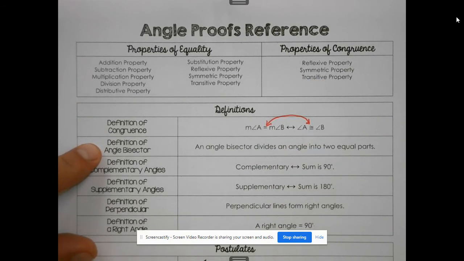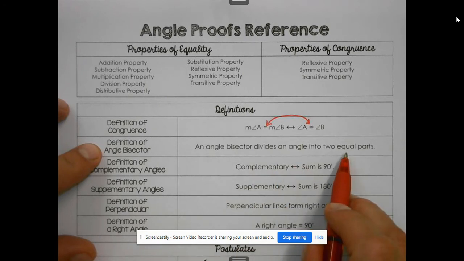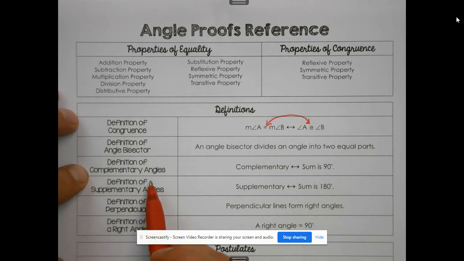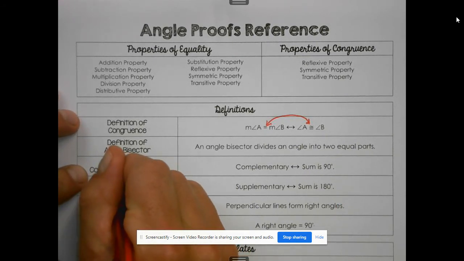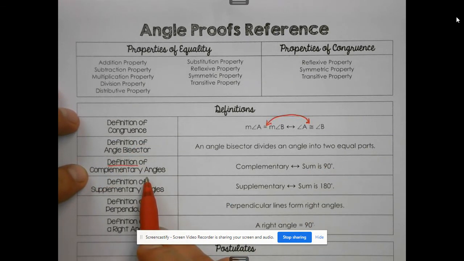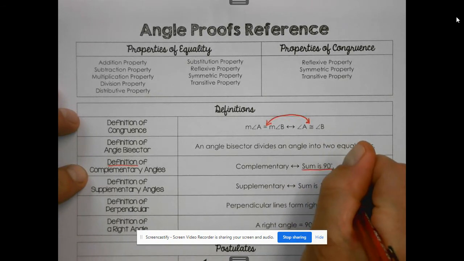Definition of an angle bisector. It's simple, guys. You just cut an angle in half. All right. Cutting the angle right in half for angle bisector. Definition of complementary angles. Underline the word definition. And then what you need to know for this one, guys, is that it's a sum of angles that add up to 90 degrees.